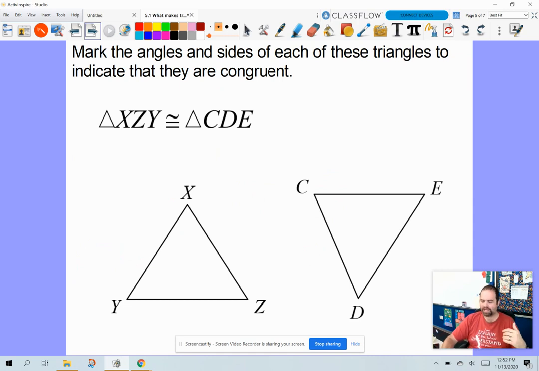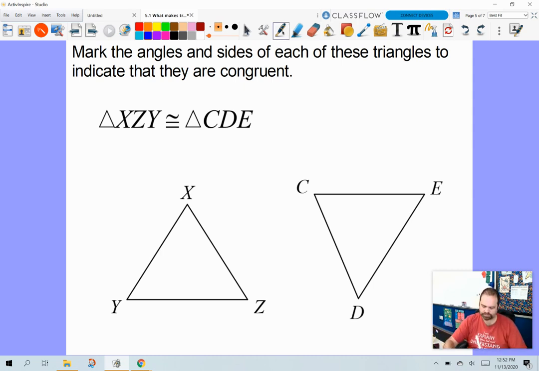So the other thing I'd like you to be able to do, and this is the whole point of the lesson today, is to use the name to mark the pictures. Yesterday, I gave you the pictures all marked up and you had to name it appropriately. Now I'm giving you the name and I want you to take all of that information and basically tattoo your pictures.